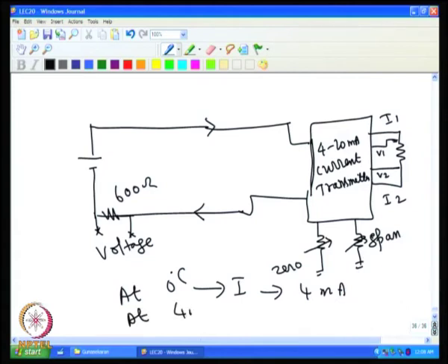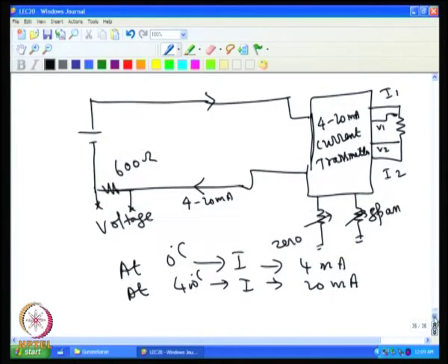At 400 degree C, the current will be 20 milliampere. So, this current varies from 4 milliampere to 20 milliampere. So, 4 milliampere at 0 degree C of the PRT, 20 milliampere at 400 degree C of the PRT. Corresponding to that we will have a voltage: 600 ohm into 4 milliampere, we will have 2.4 volt.